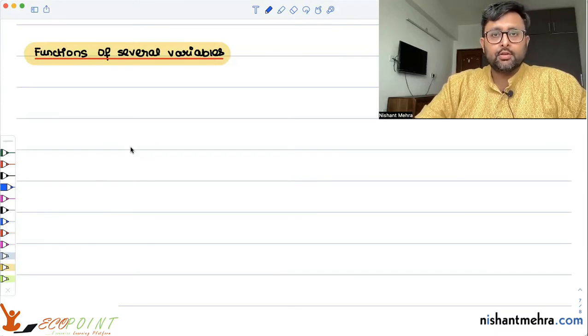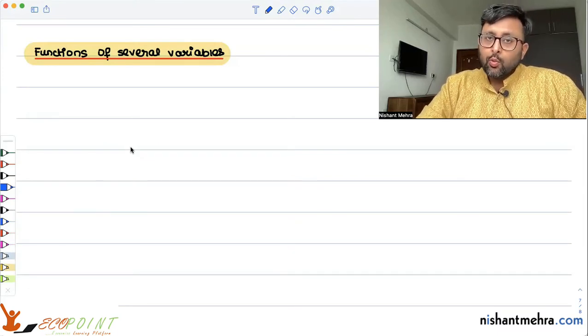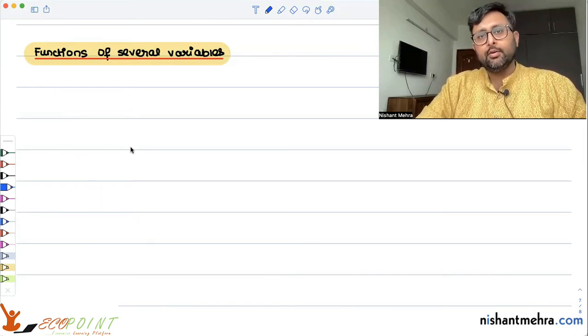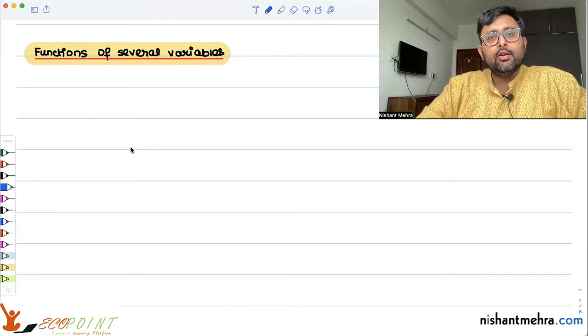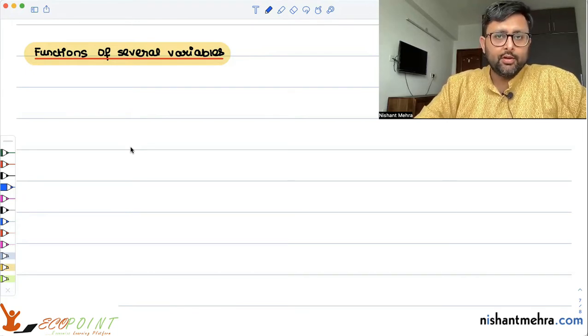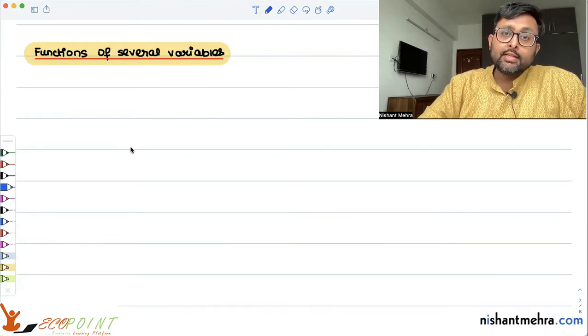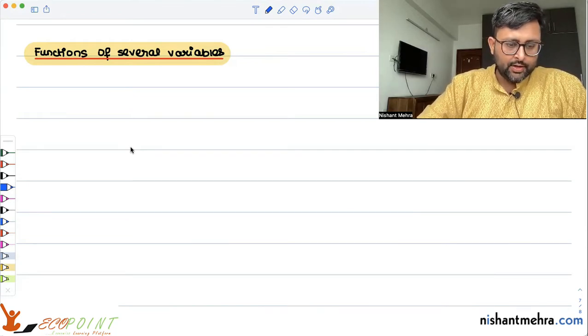Suppose you are a producer. You're not just going to use one input to produce anything. You will be using several inputs to produce. So that production function becomes a function of several variables. So we are hardly interested in the function of just one variable. We are more interested in the function of several variables, right?